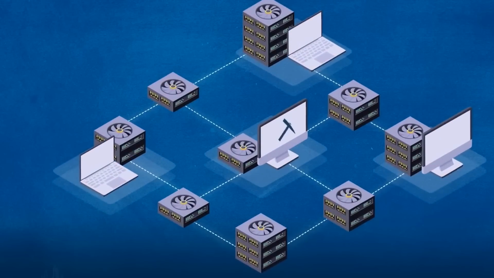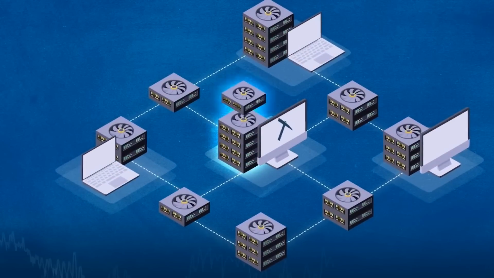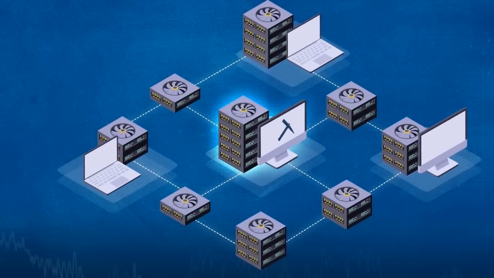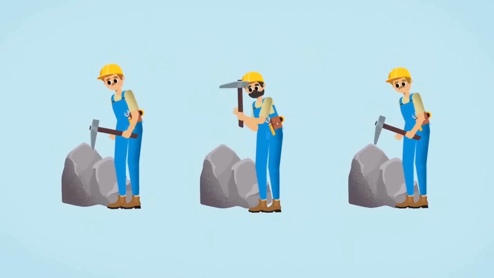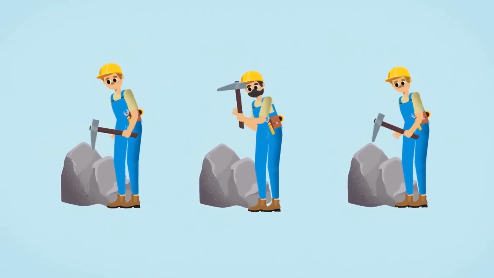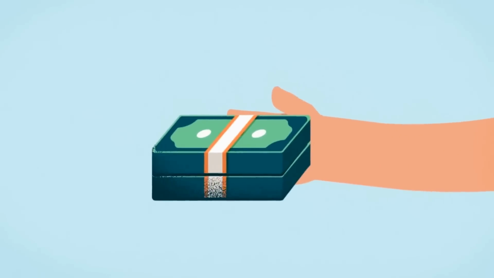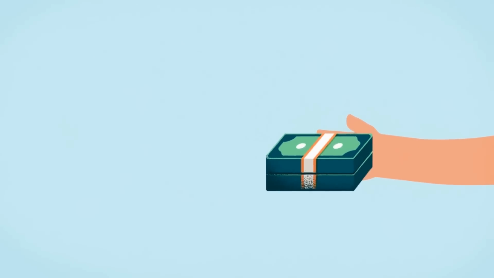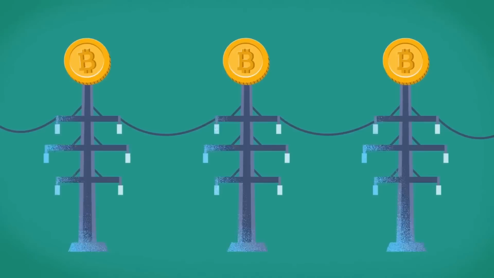As soon as one of the miners finds the answer, other participants in the network can quickly verify and confirm it. And when the miner finds the suitable solution, the rest of the network verifies their work. If everything is correct, the new block is added to the blockchain. For this, the miner receives a reward, for example, in bitcoins. Proof of work makes the blockchain reliable and secure.